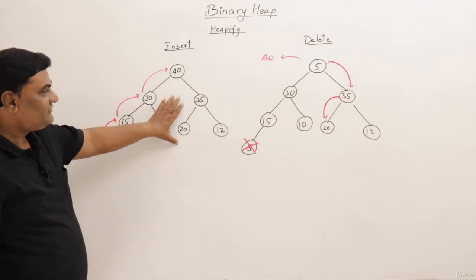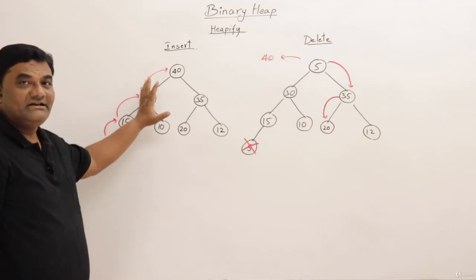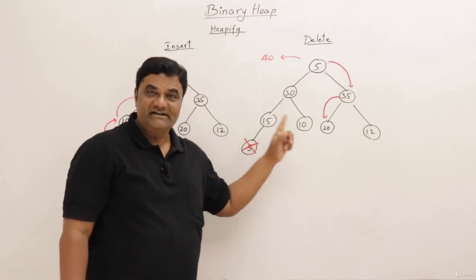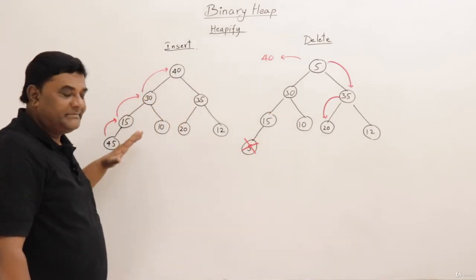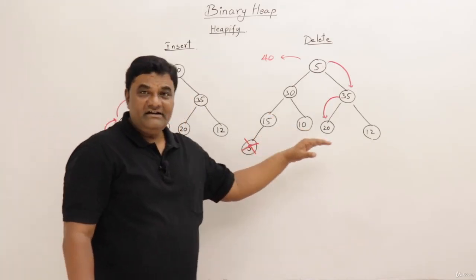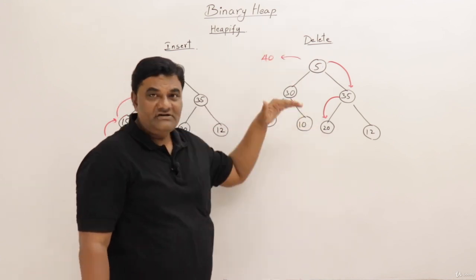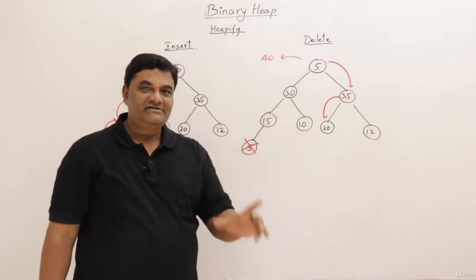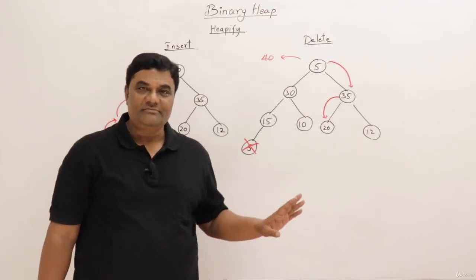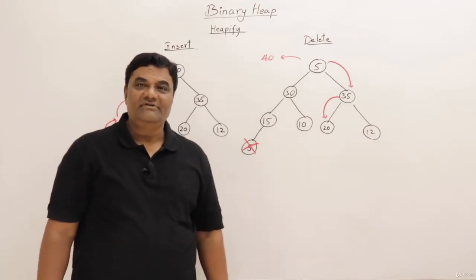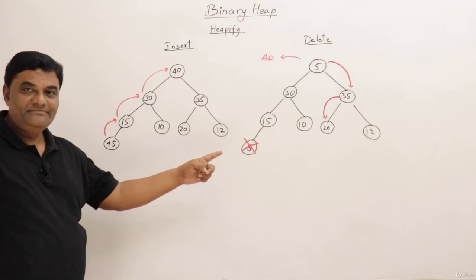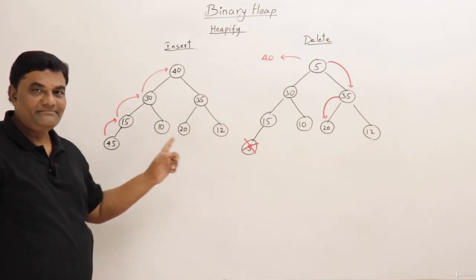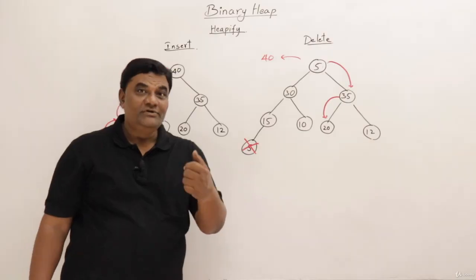See, in inserting also we are adjusting the element to form a max heap. Here also we are adjusting the element to form a max heap. But the direction of adjustment is from leaf towards root here, and here the direction of adjustment is from root towards leaf. That's what, the direction of adjustment is different. This is enough for me to explain Heapify. You can have a look once again. Direction of adjustment is different. Now I'll remove this and explain Heapify.